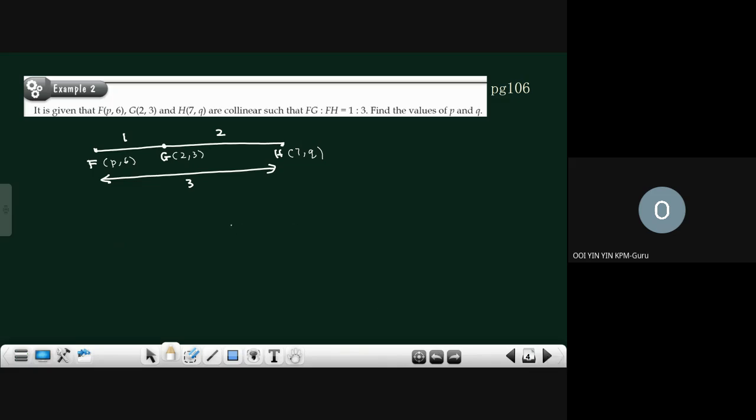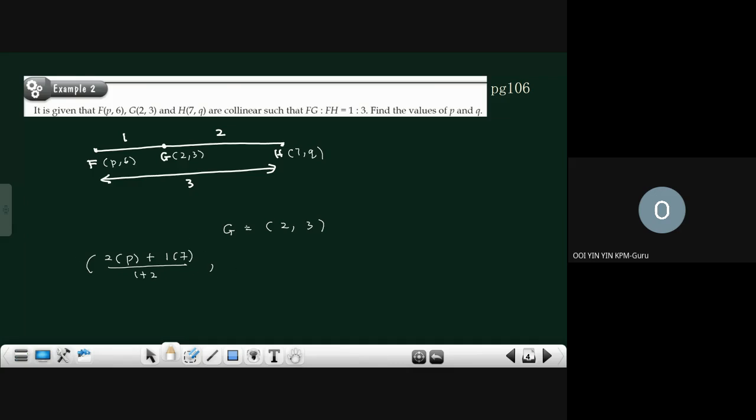Okay, I write down my G. My G coordinate is 2, 3. How to get the formula, the coordinate 2, 3? Okay, we have the formula, right? Our formula is your ratio n2, multiply with your x1, which is p, plus your ratio 1, multiply with the x2, which is 7, and then divide with the overall ratio 1 plus 2. Okay, and then that will be your complete coordinate x.